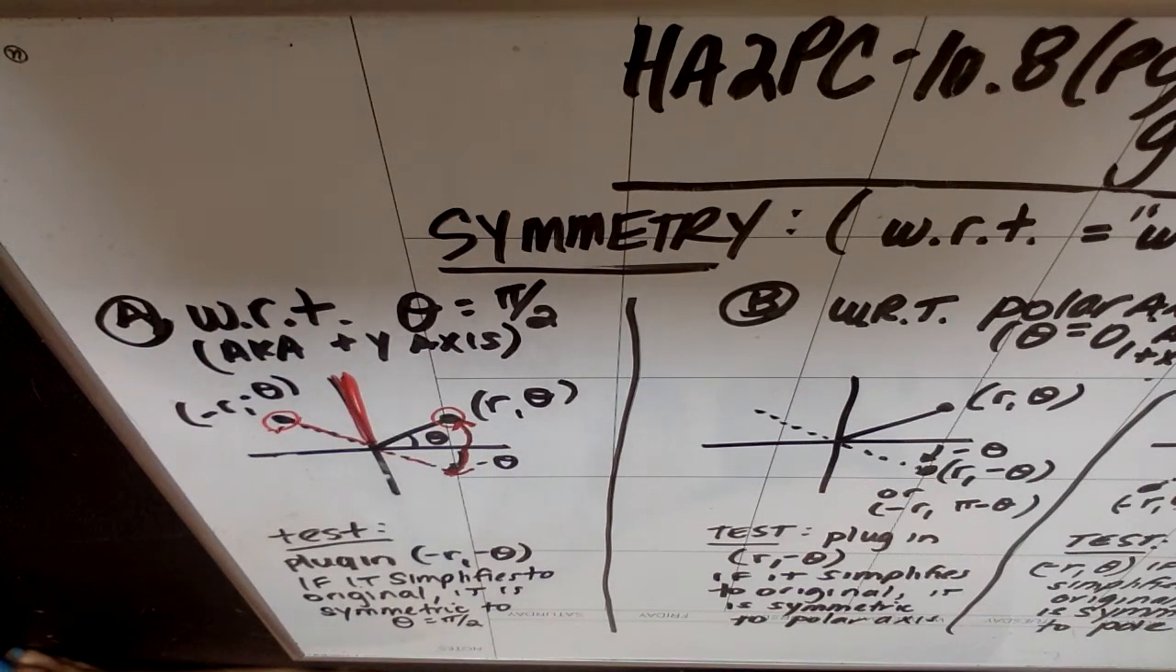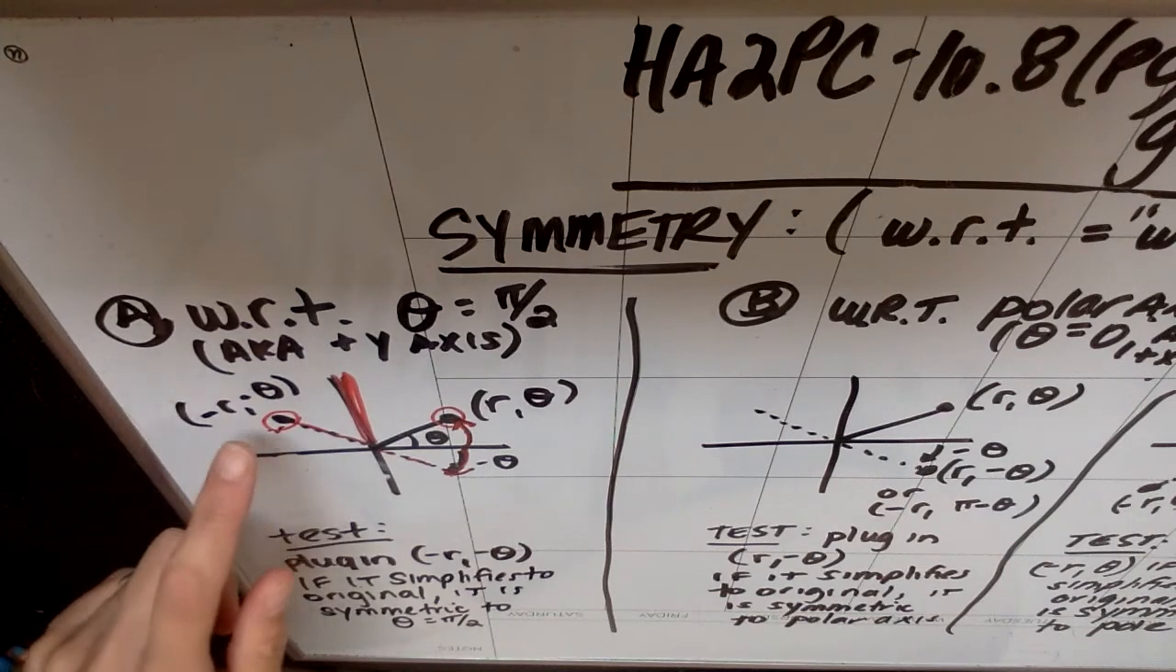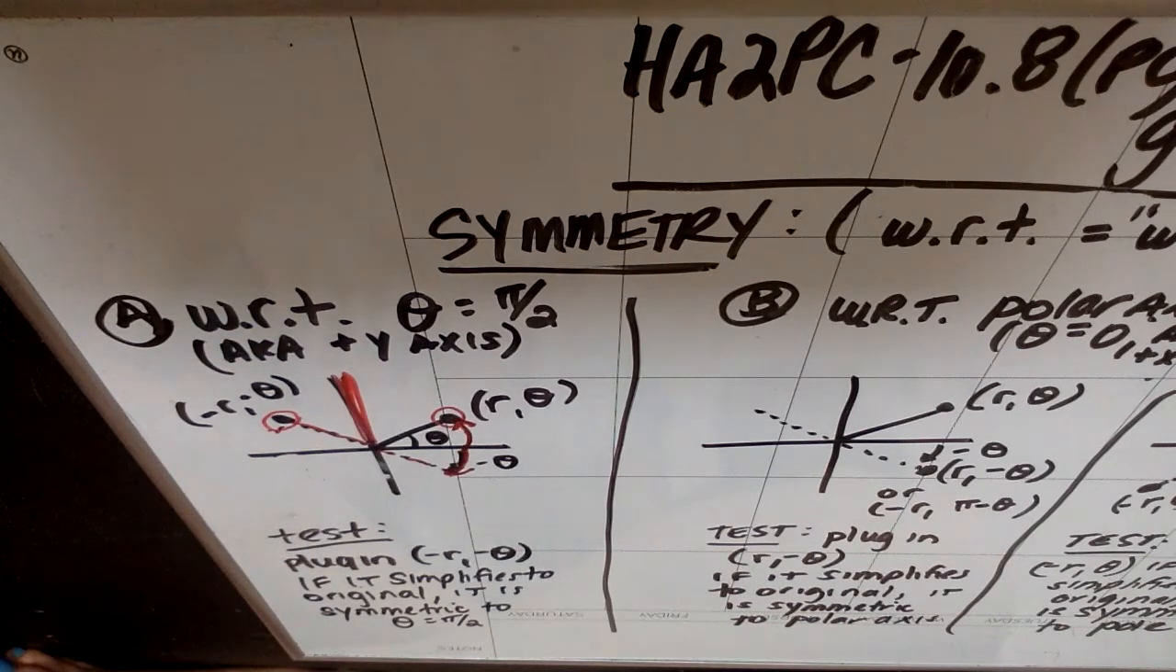So when we talk about testing for that kind of symmetry to see if we're symmetric about the line theta equals pi over 2, the easy way to test that is to plug in this negative r comma negative theta into whatever original equation you're given. If you simplify that and it simplifies to exactly the original equation that you were given, then you're looking at a graph that's symmetric to that essentially positive y-axis, but it's actually the line where theta is equal to pi over 2. So we're going to do examples of symmetry in a little bit, but that's how you would test that.